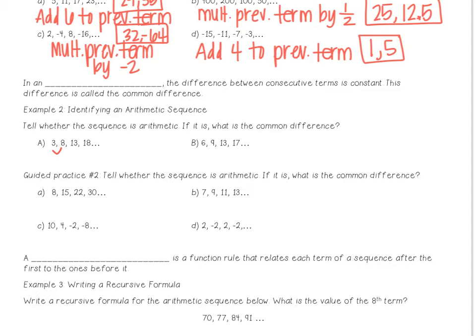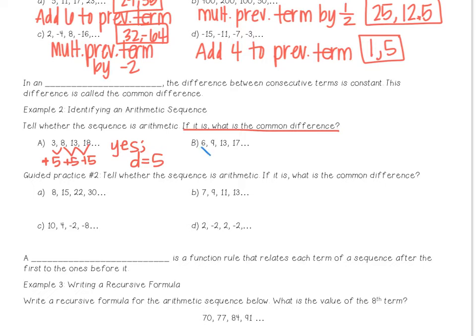So am I adding the same thing every time? From 3 to 8, I added 5. From 8 to 13, I added 5. From 13 to 18, I added 5. So the answer here is yes. They say if it is, what's the common difference? So my common difference is what I'm going to call D, and that's going to be 5, positive 5.